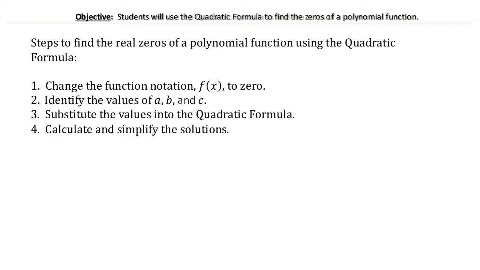All right, and so then that brings us to our steps. The steps to find the zeros using the quadratic formula are to first change the function notation f of x to 0. And then you need to identify your a, b, and c. Once you have your a, b, and c, you're going to substitute into the quadratic formula, and then you need to calculate and simplify the solutions.